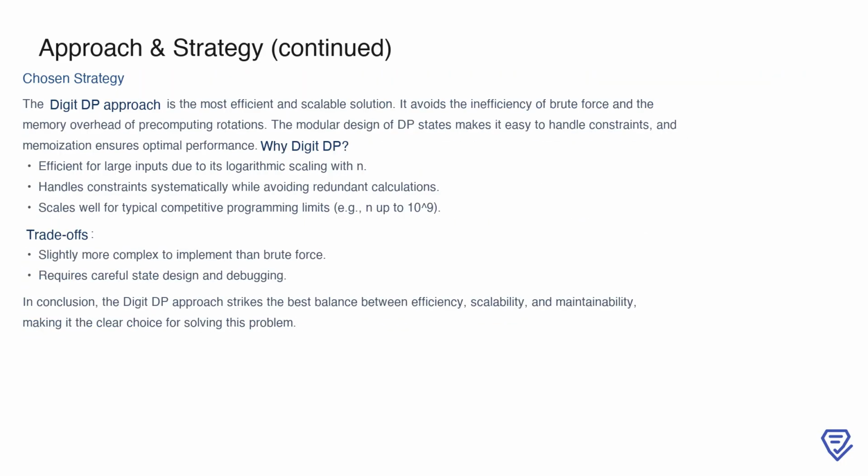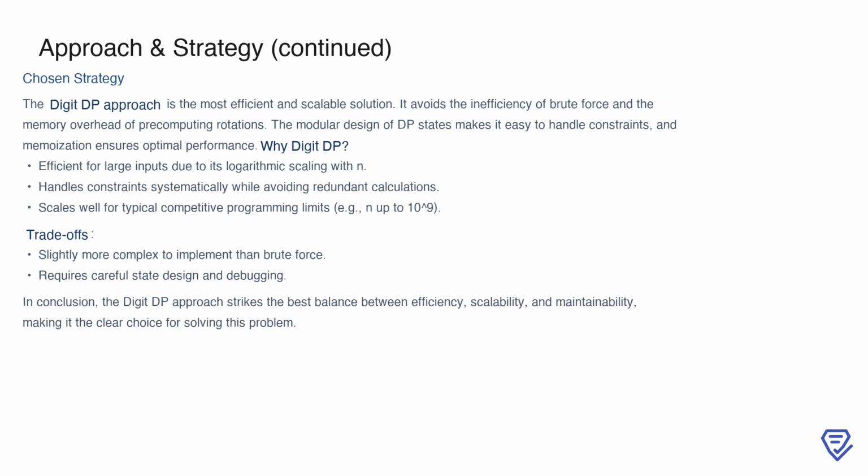The digit DP approach emerges as the most robust and scalable solution for this problem. It overcomes the inefficiencies of the brute force method and avoids the memory overhead associated with pre-computing rotations. Its systematic use of DP states allows for clear handling of constraints like valid digits, transformation detection, and bounds comparison. Additionally, memoization ensures that no computation is repeated, optimizing performance for large inputs.